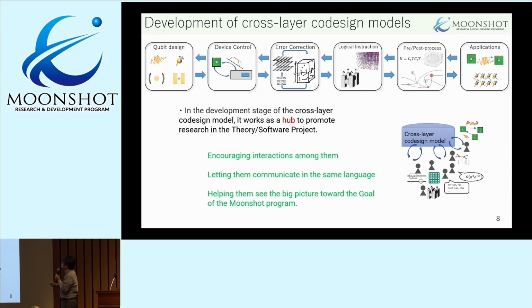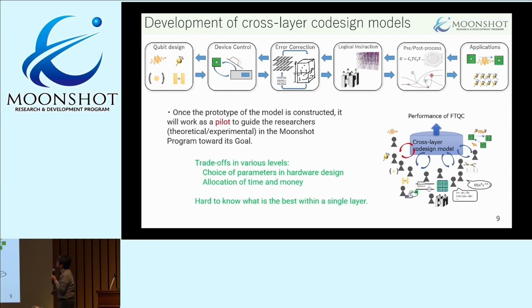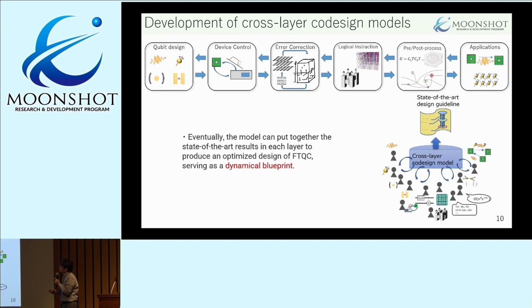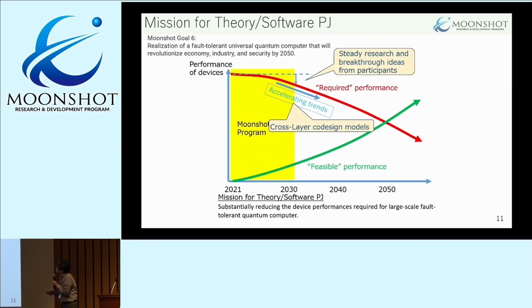In the development stage of the cross-layer co-design model, it works as a hub to promote research in the project. And once the prototype of the model is constructed, it will work as a pilot to guide the researchers, theoretical and experimental included, in the Moonshot program toward its goal. And eventually, the model can put together the state-of-the-art results in each layer to produce the optimized design of FTQC, serving as a kind of dynamical blueprint. So I'm sure that the construction of cross-layer co-design models will contribute to make an accelerated trend here.